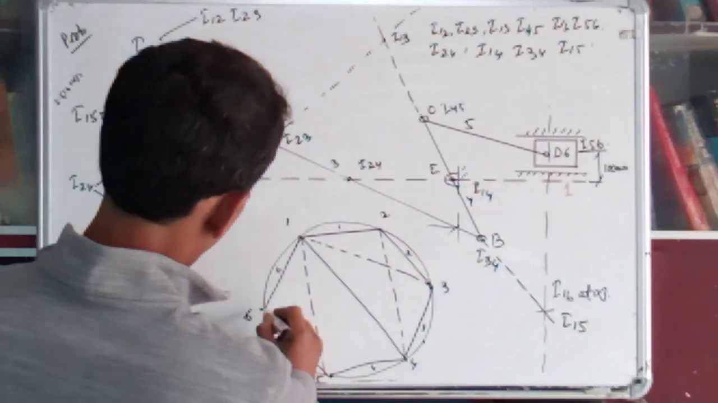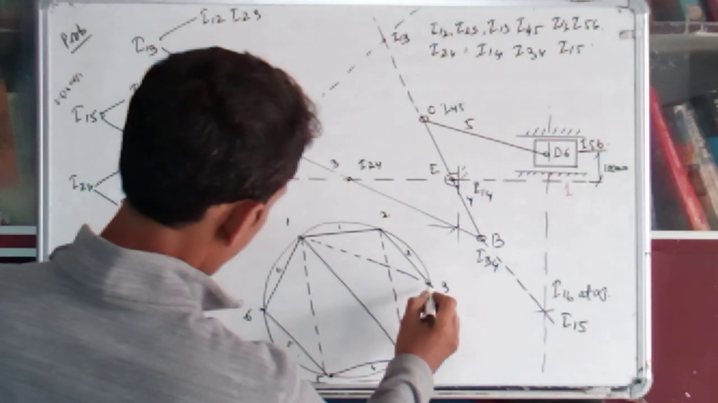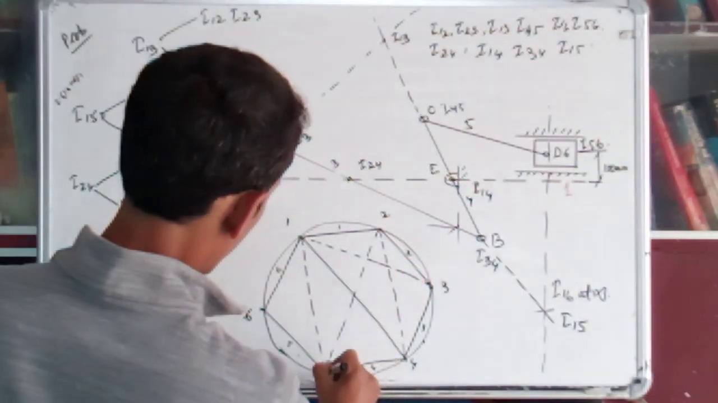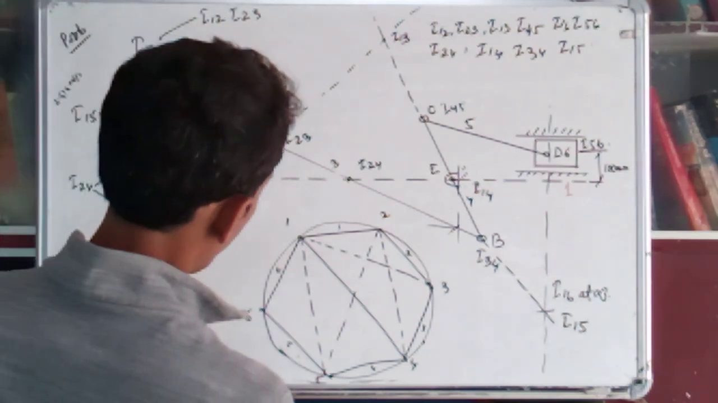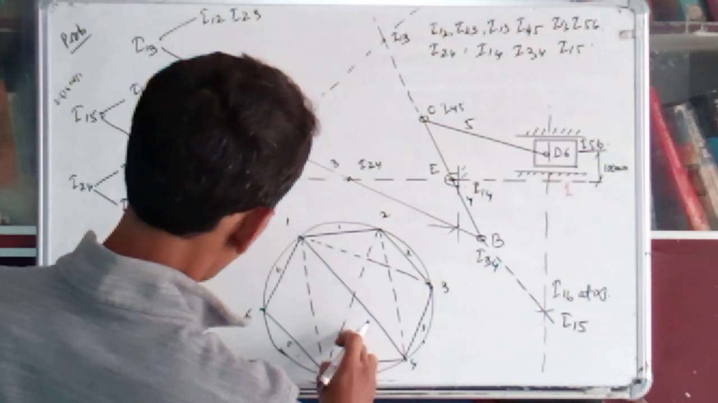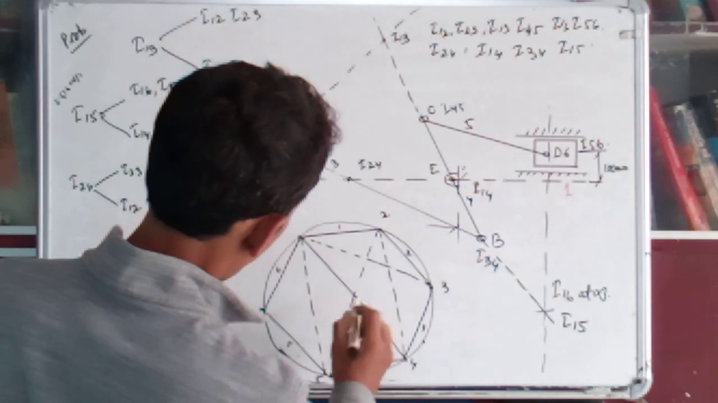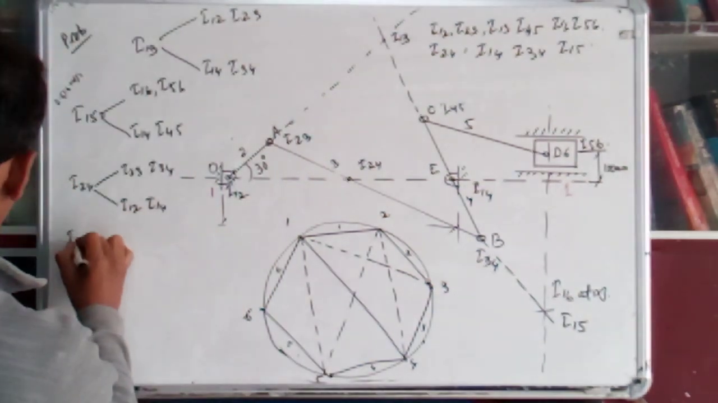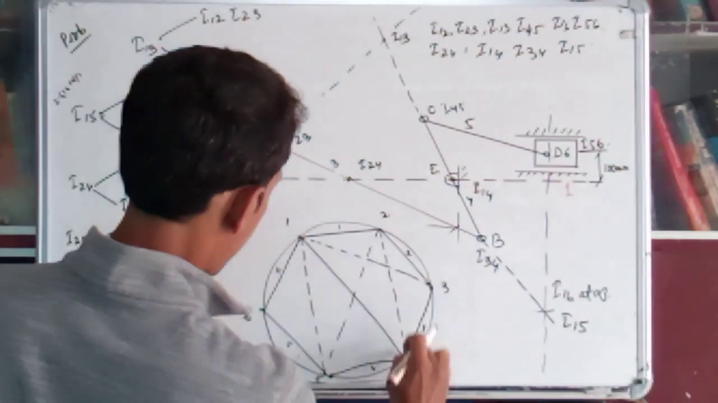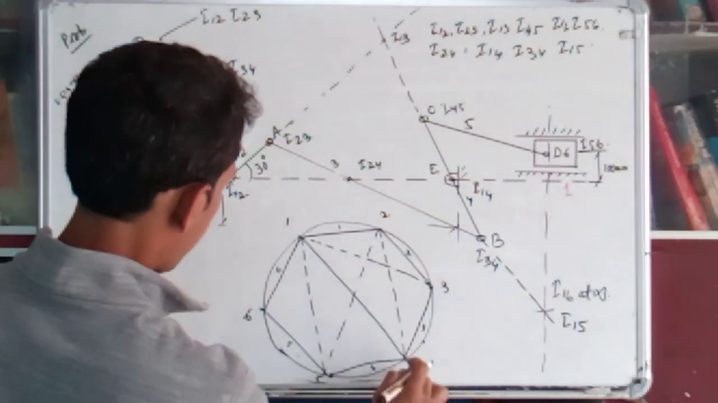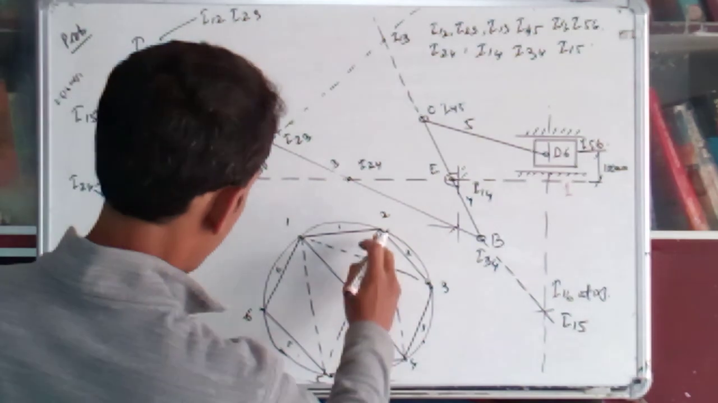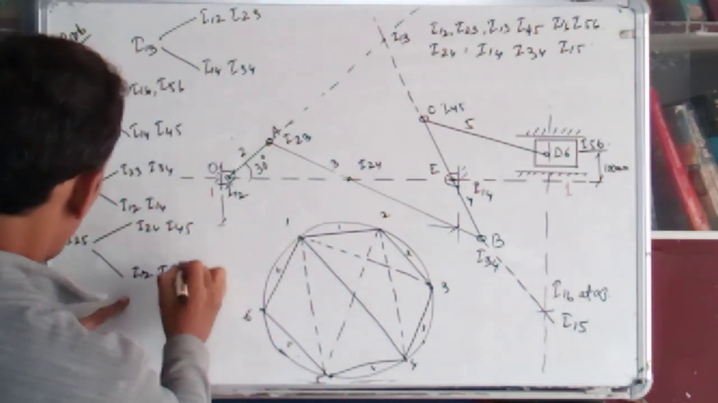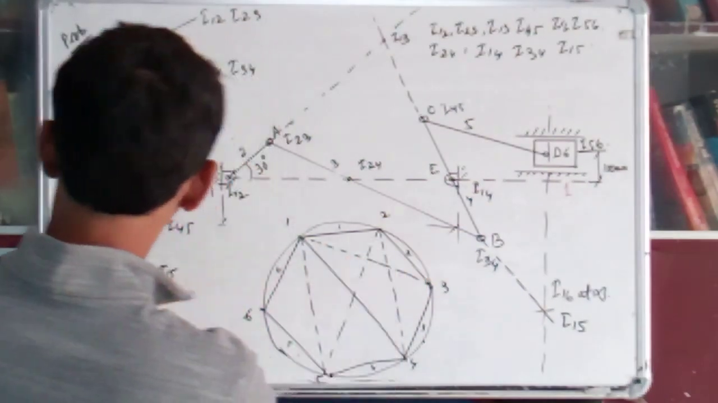Then one, two, five. By joining 2, 5, we can find out another instantaneous center. So before finding 2, 5, I25 is I24 and I45, and here this triangle I12 and I15. Okay, so we can find out I25.